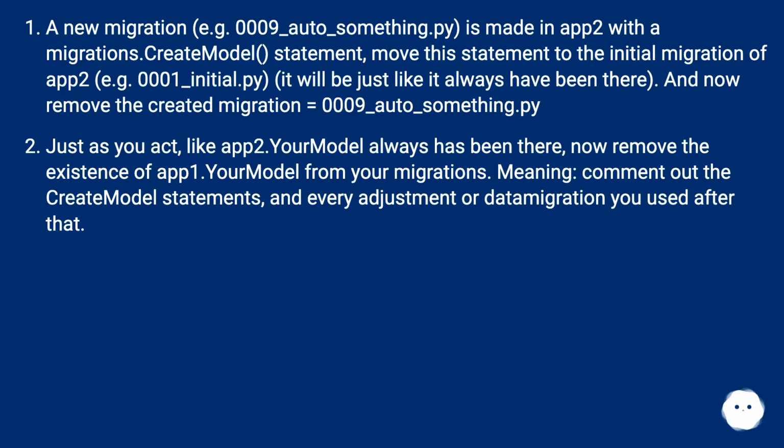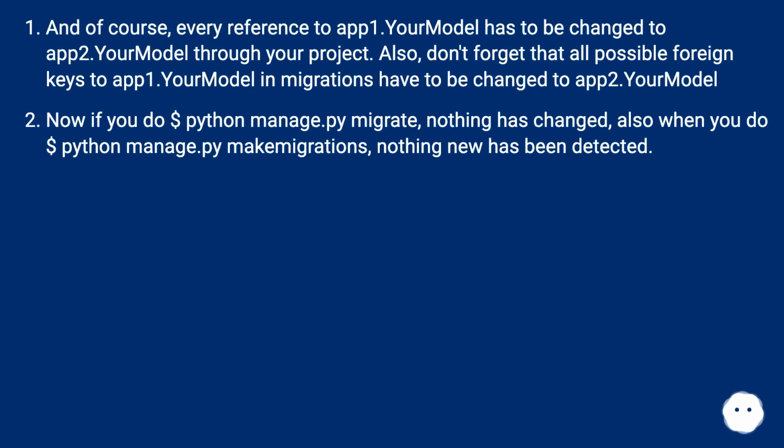Just act like app2.YourModel has always been there, now remove the existence of app1.YourModel from your migrations. Meaning, comment out the CreateModel statements, and every adjustment or data migration you used after that. And of course, every reference to app1.YourModel has to be changed to app2.YourModel throughout your project. Also, don't forget that all possible foreign keys to app1.YourModel in migrations have to be changed to app2.YourModel.